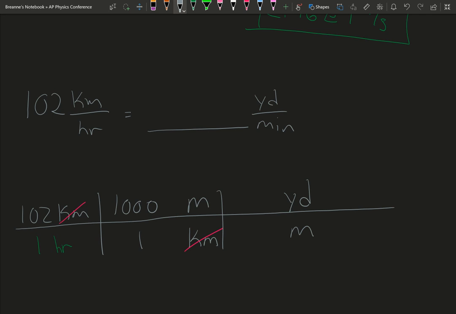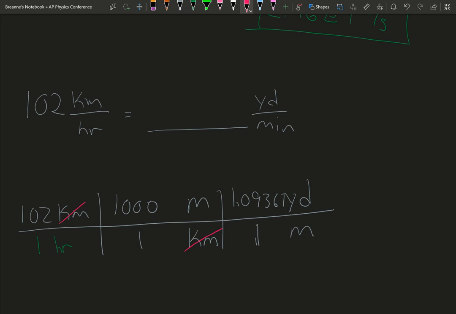This one should be in your chart, but also you can just Google it. So for 1 meter, you get 1.09361 yards. Meters cancel out, we want yards, so we're left with what we want. So now we need to get rid of this hour. And yes, it's okay that it jumps that far, because it doesn't matter. Remember, with PEMDAS, it doesn't matter what you multiply first or what you divide first, it still just all works.